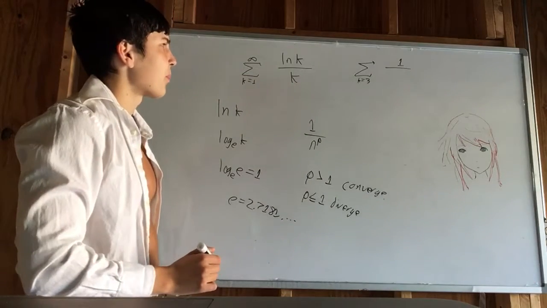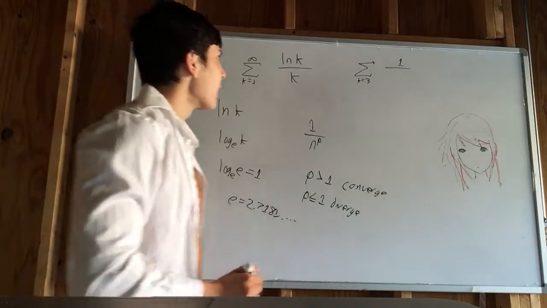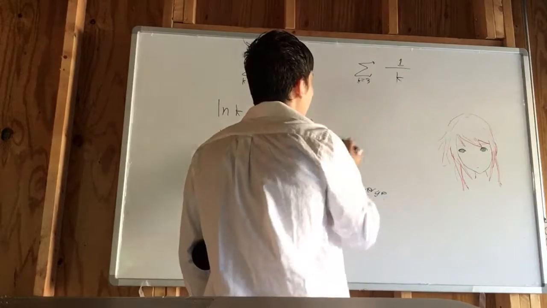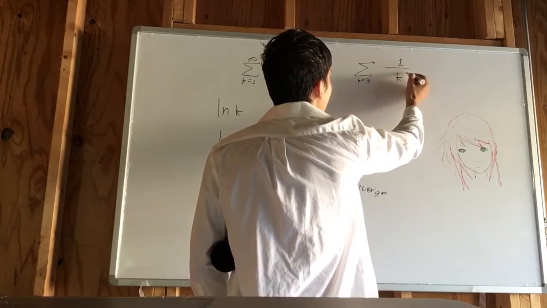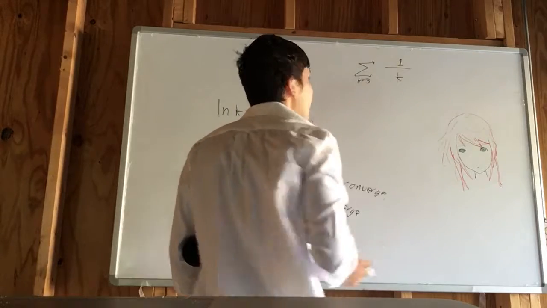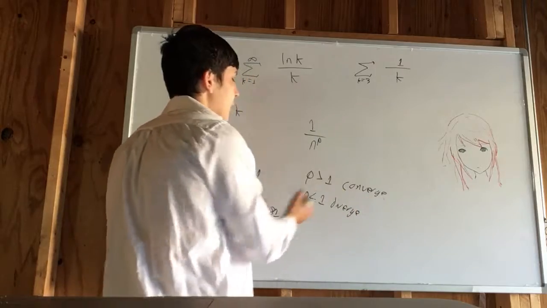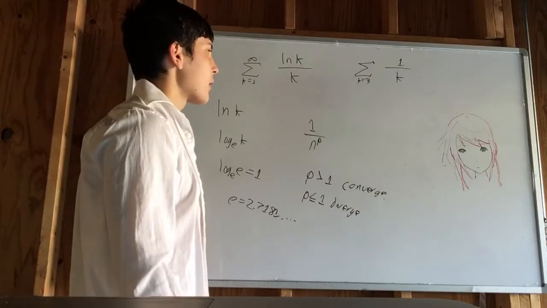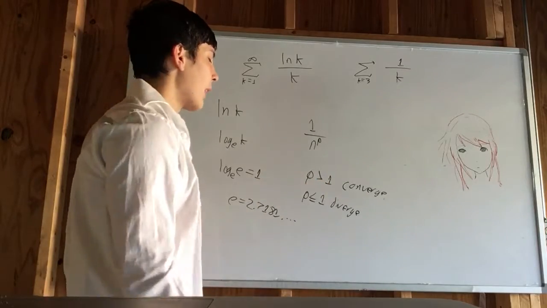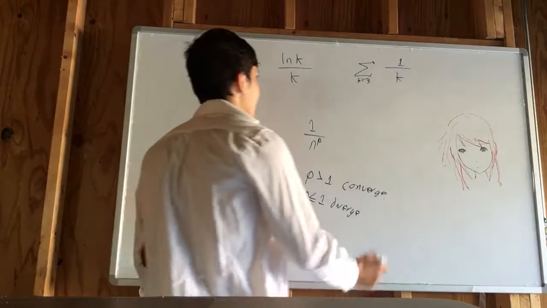So given that, now we can make our comparison, because here we just have k, and this is to the power of 1. So we know what p is. P is 1, and based on our situation here, we know that this is going to diverge, because it's certainly not greater than 1. 1 is less than or equal to 1. It is equal to 1, so it diverges.